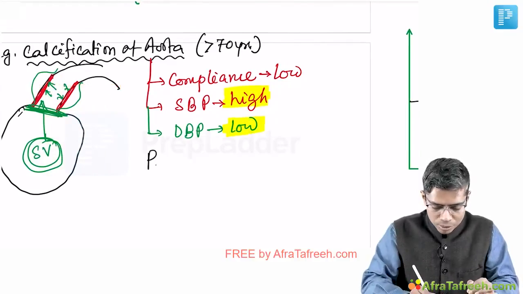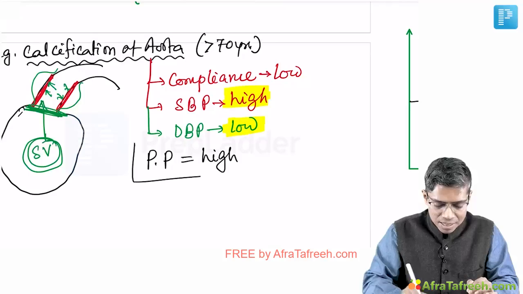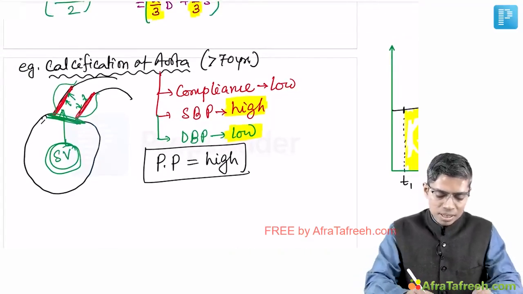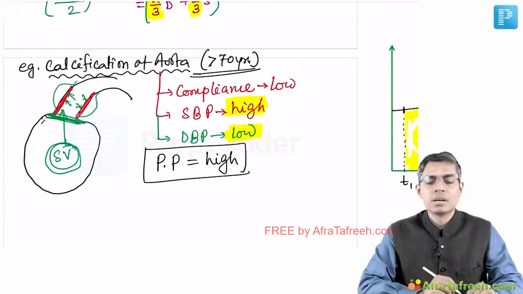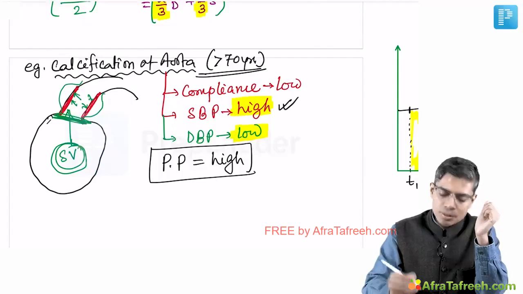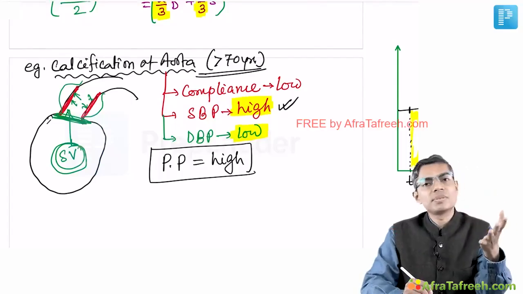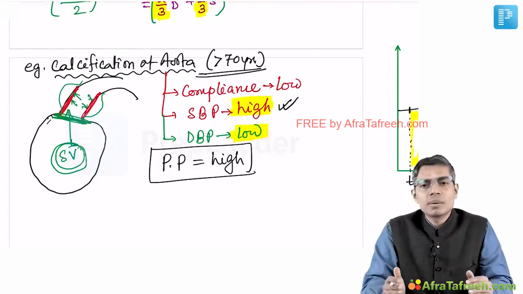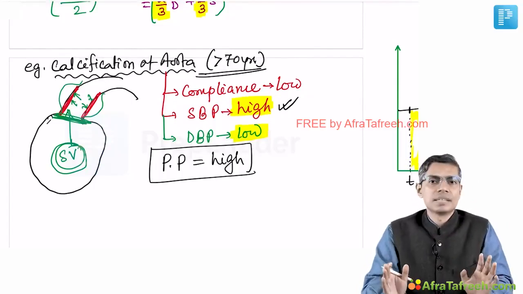What will happen to your pulse pressure? Your pulse pressure will be very, very high in this condition. Getting my point? So please remember, in case of an old age person, or if there is calcification, there will be isolated systolic hypertension. Systolic blood pressure will be very, very high, right? But diastolic blood pressure will be low, and if you calculate the pulse pressure, it is going to be higher.